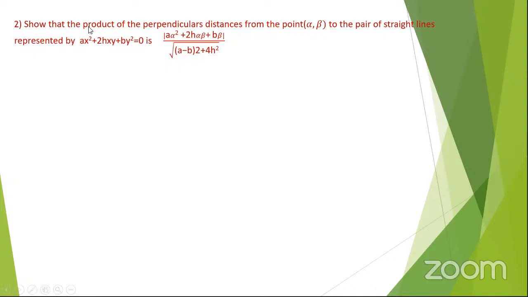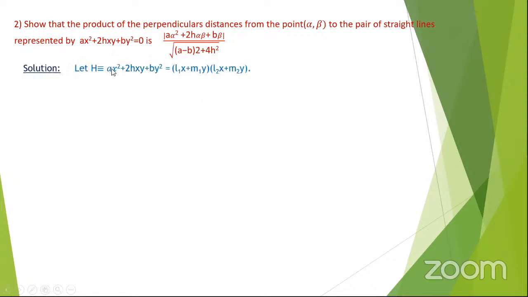We need to prove that the product of the perpendicular distances from a point, here the point given as (alpha, beta), to the pair of straight lines. The pair of straight lines represented by which one? That is this equation, ax square plus 2hxy plus by square is equal to 0. This is the equation of a pair of straight lines passing through the origin. And what is the product? That is (a alpha square plus 2h alpha beta plus b beta square) by under root of (a minus b) whole square plus 4h square. Now let us see what the solution is.